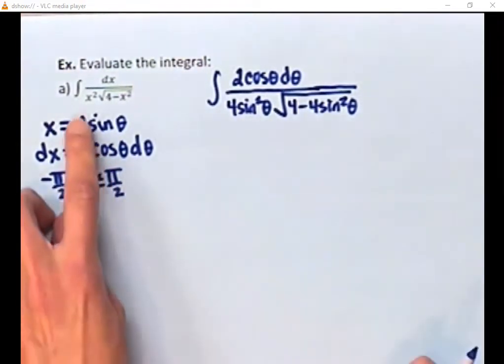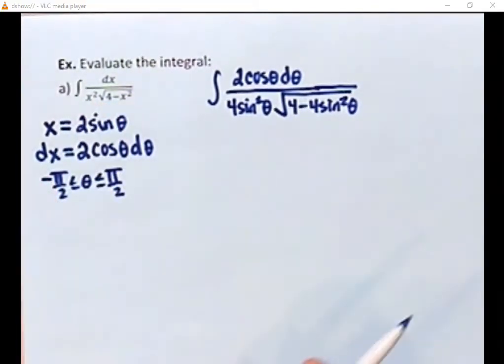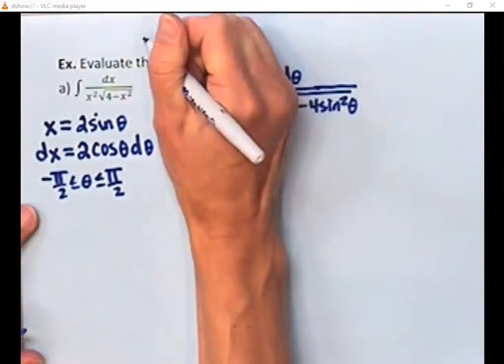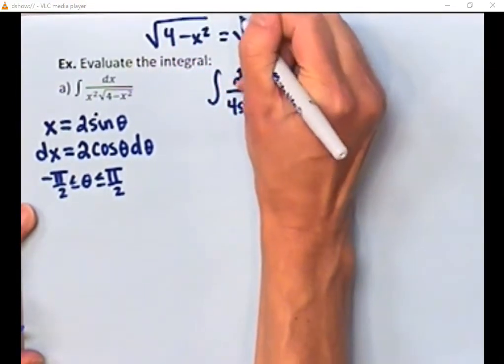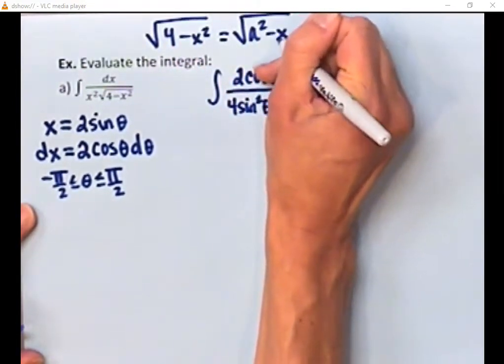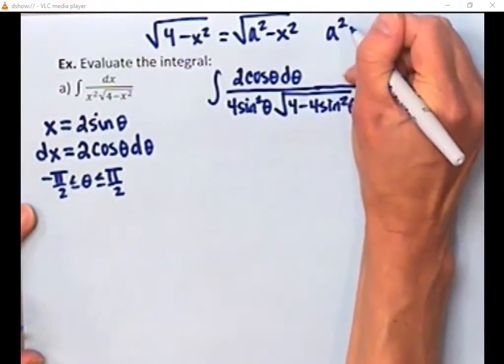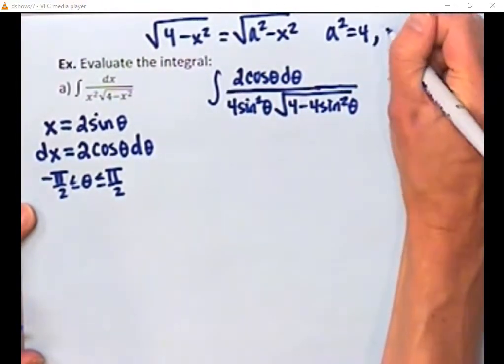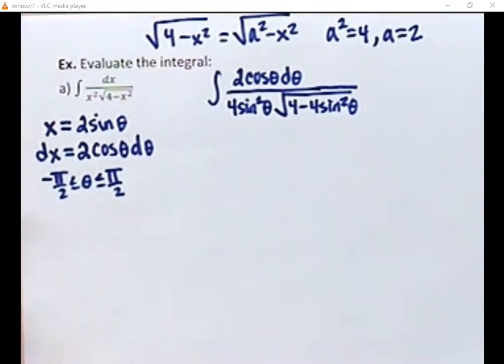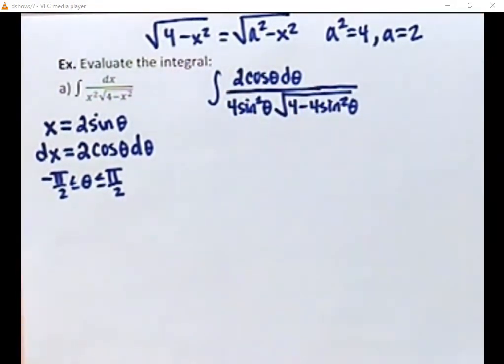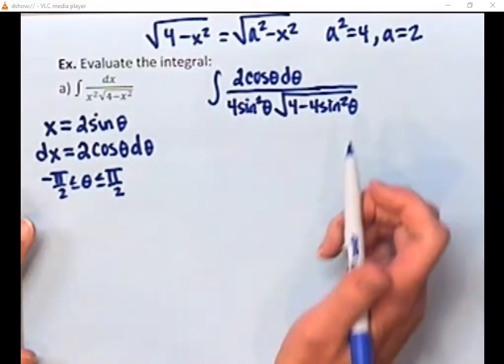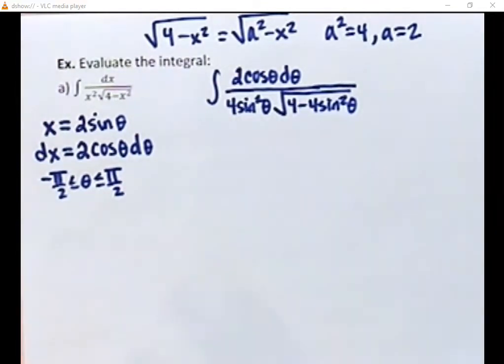The 2 right here, that's from this. When we have the square root of 4 minus x squared, the format is that it always is in a squared minus x squared form. So that implies that our a squared is 4. And so a here is that square root, which would be 2. So a squared is the constant, and whatever the square root of that is has to be the value for a. Basically that ensures those match up and can be factored out.